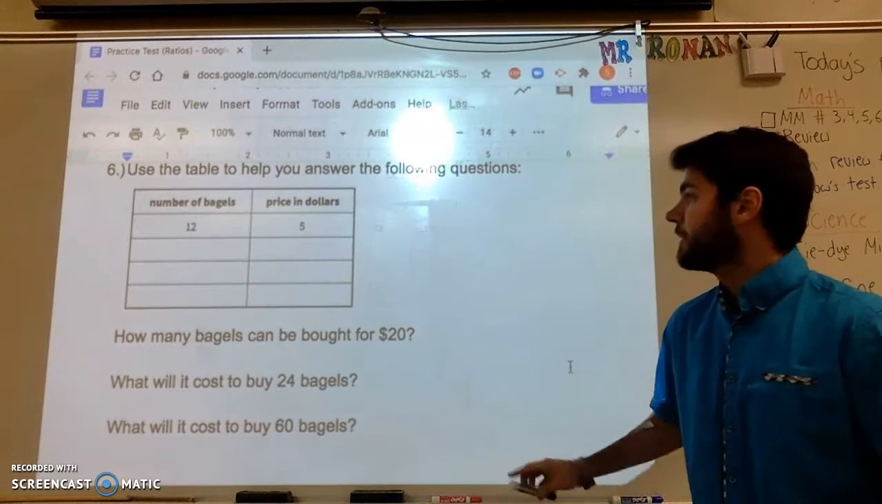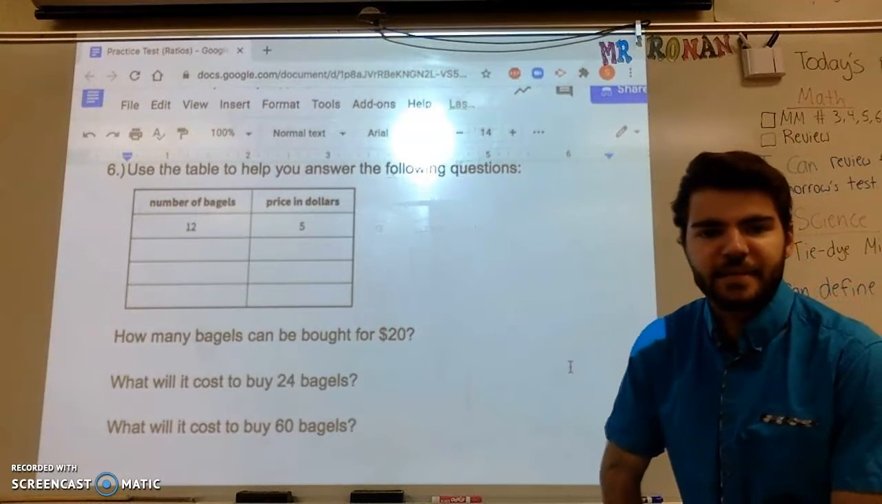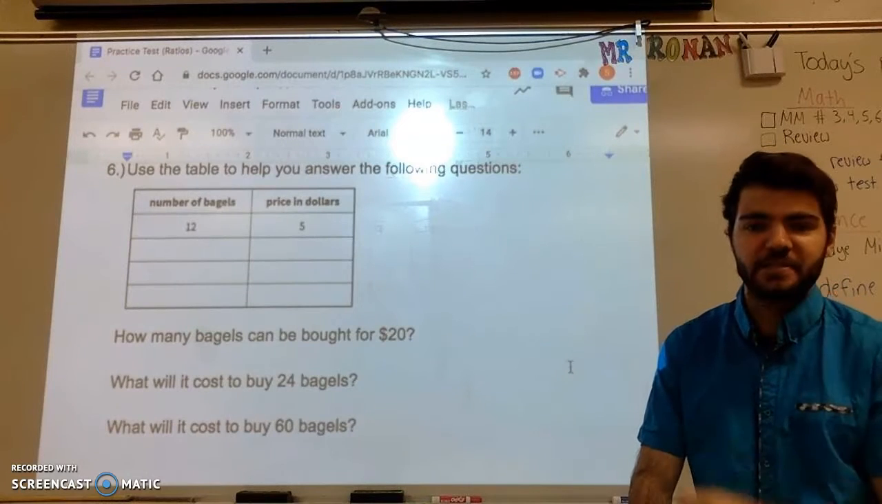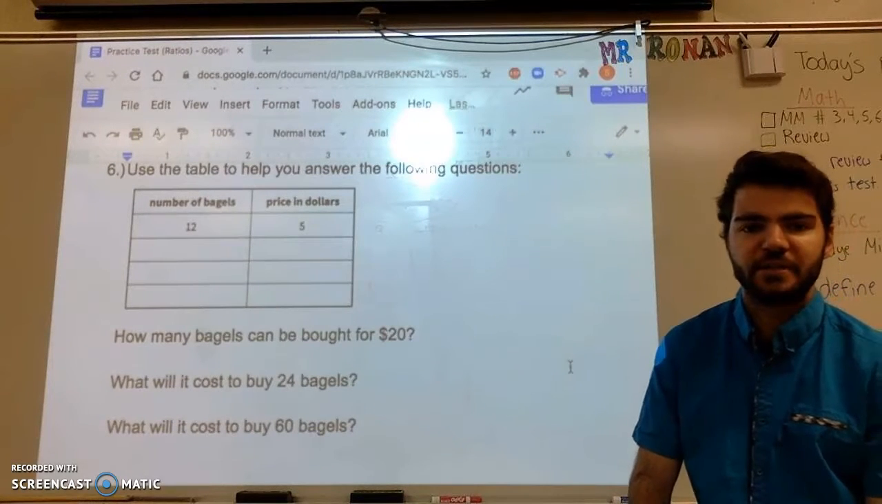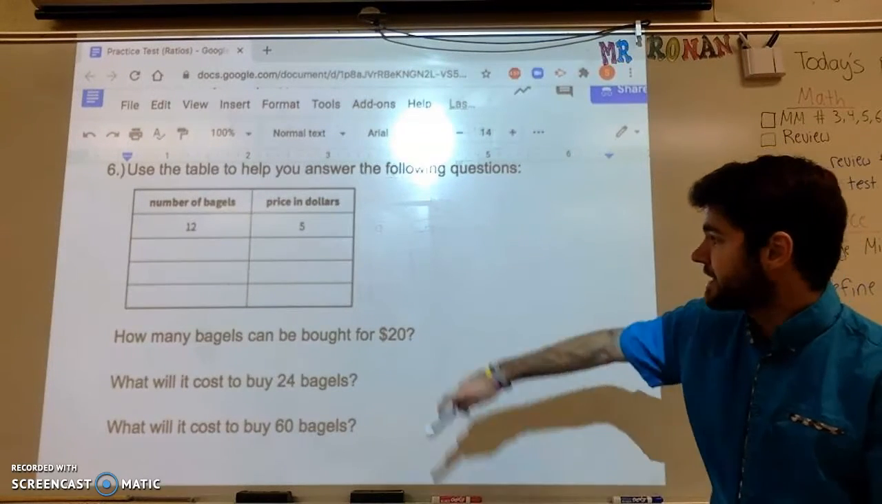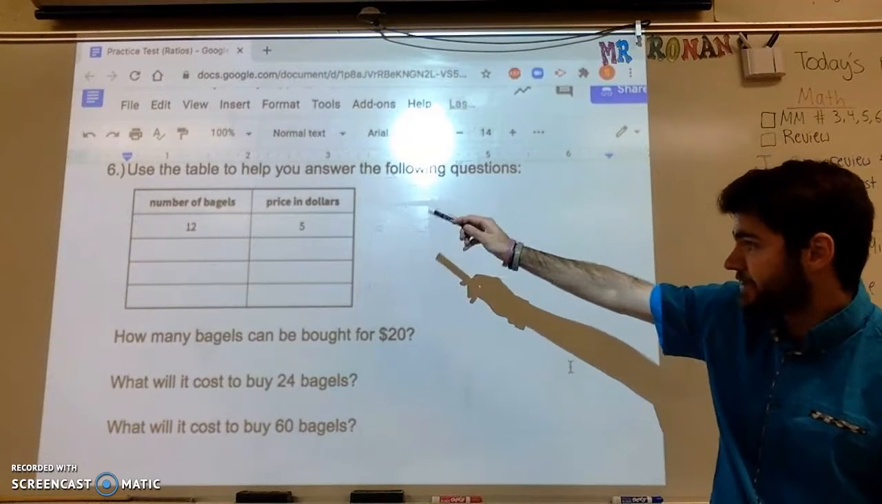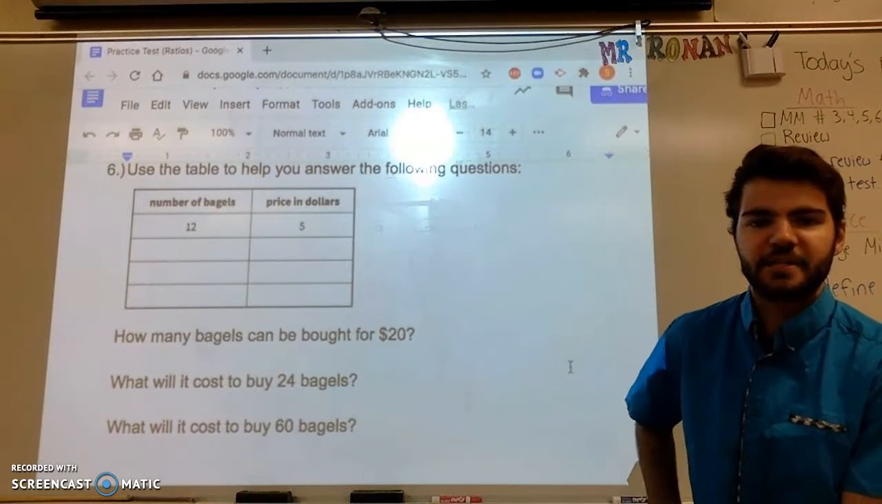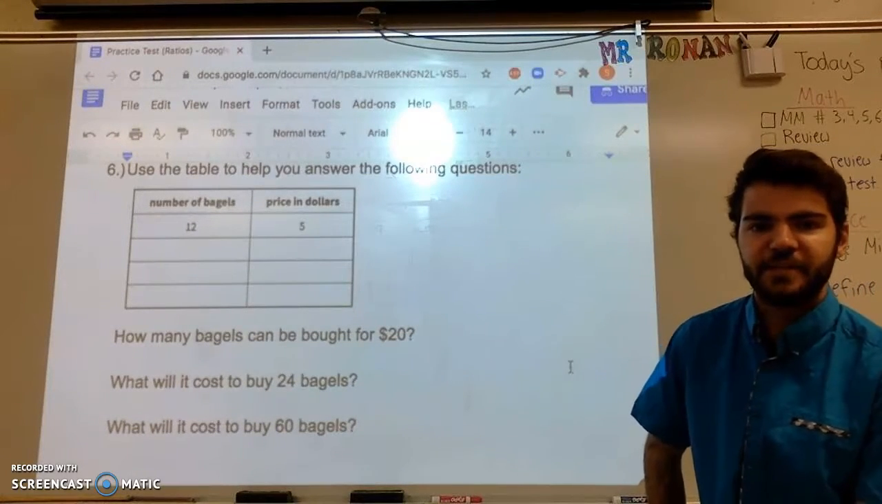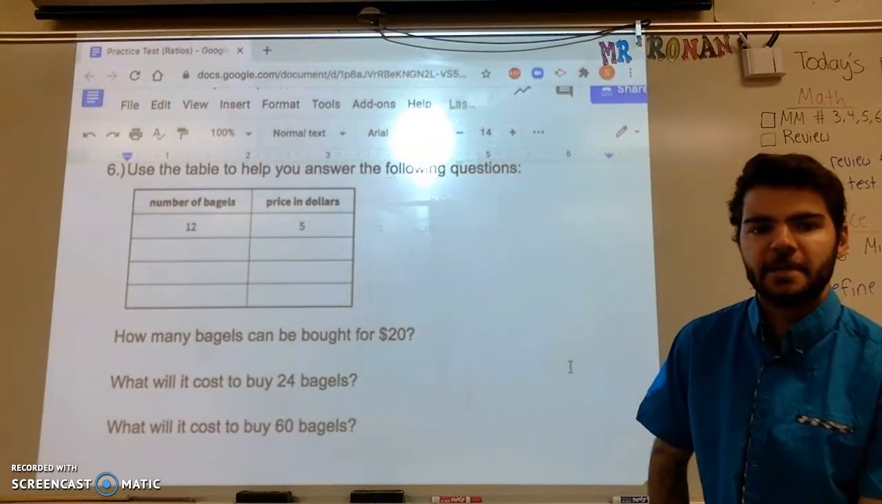Okay. Number 6. Okay, so I gave you a table, and you have to use this table to help you answer 3 questions. So let's go ahead. Let's just get going here. This table, it's obviously dealing with bagels and dollars because I see the labels on each column. It says number of bagels, and then the other one says price in dollars.